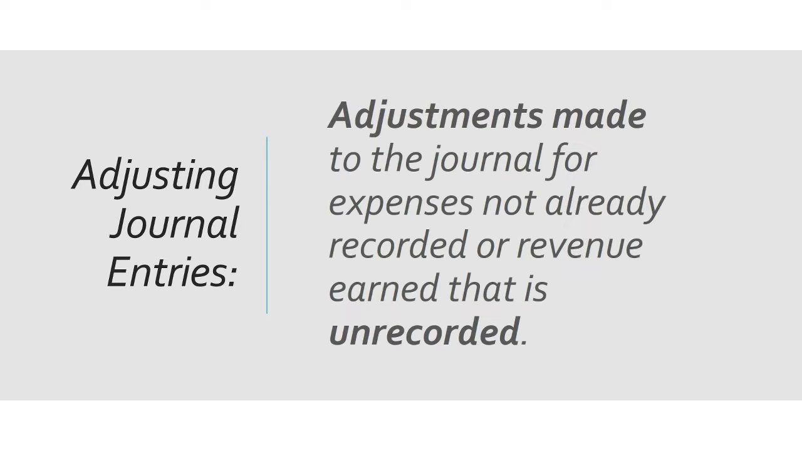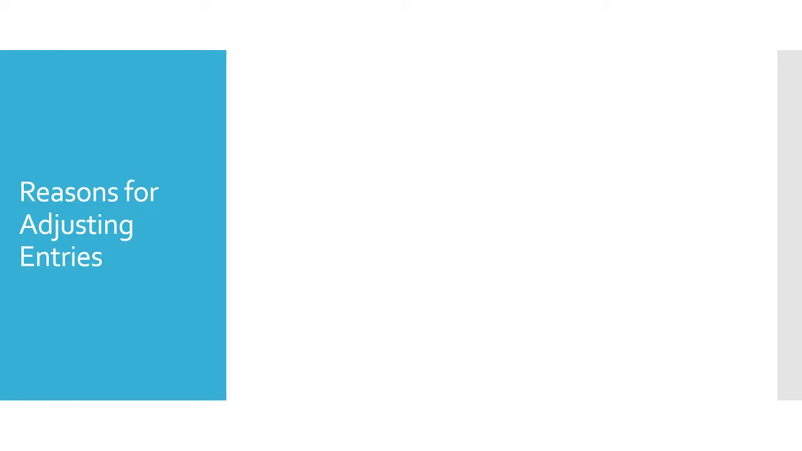So what are adjusting journal entries? According to the ACCT2 financial textbook, they are adjustments made to the journal for expenses not already recorded or revenue earned that remains unrecorded. This becomes clearer when we look at the 4 reasons for completing adjusting journal entries. The 4 reasons we look at are accrued revenue, accrued expenses, deferred revenue, and deferred expenses. These provide greater meaning to the definition looked at previously.